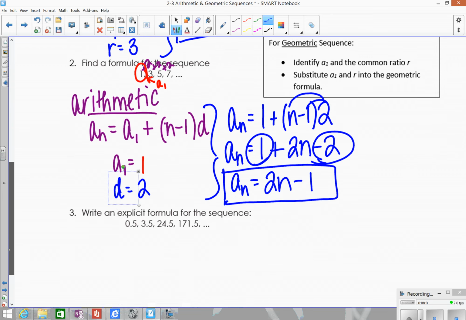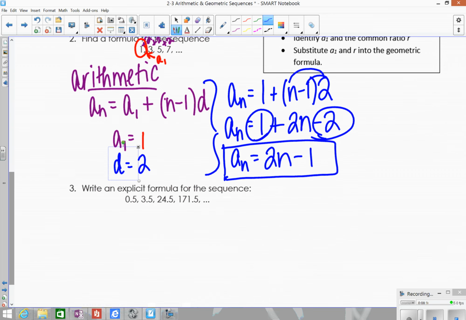So let's just do some more examples, with some problems that are a little bit harder to find the pattern. If we look at this next example, write an explicit formula for this sequence. So now I see decimals. As soon as I see decimals, I'm thinking, okay, it might be a little bit more difficult to find the pattern. So remember, go backwards. Try subtracting. So do 3.5 minus 0.5. You get 3. If I do 24.5 minus 3.5, I will not get 3. So it tells me it can't be arithmetic. So then try dividing.